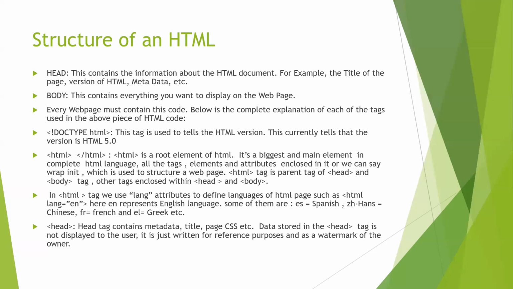It's the biggest and main element in the complete HTML language. All the tags, elements, and attributes are enclosed in it. We can wrap in it. So the HTML tag is a parent tag of head and body tags. Other tags can also be enclosed within the head and body. In the HTML tag, we use language attributes to define the language of the HTML page, such as English or Spanish or French.